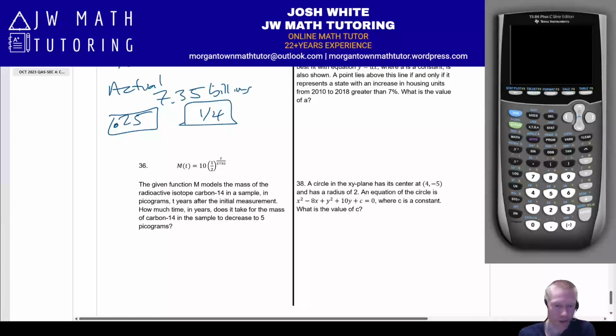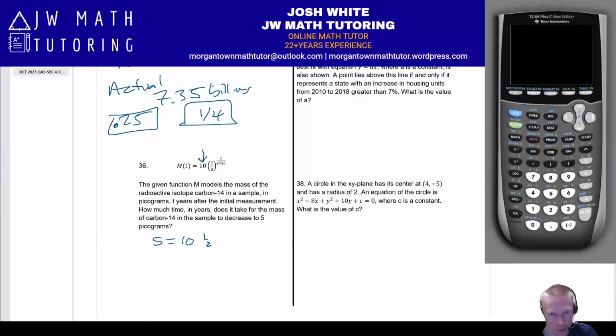All right, for 36, we have another exponential function here. And it's talking about, essentially, this is working on half-life. So it says, how much time does it take for this mass to decrease to 5 picograms? So basically, 10 is the initial amount because that's the number in front here. So if you notice, if you plug in 5 for m of t, because that's the mass we're trying to get after whatever period of time, okay, so we have 10, and then we have 1/2 to the t over 5730.